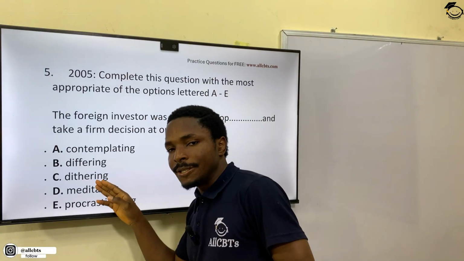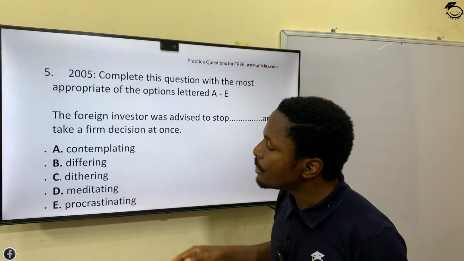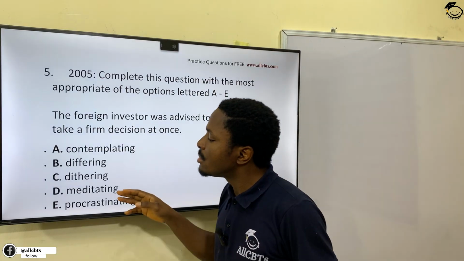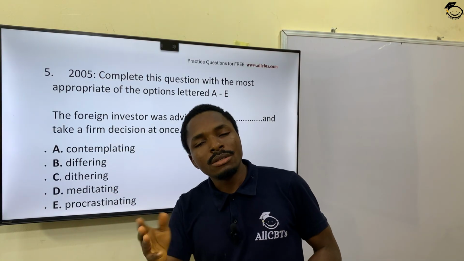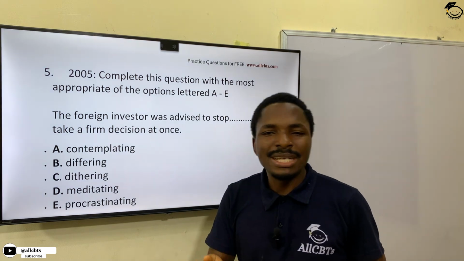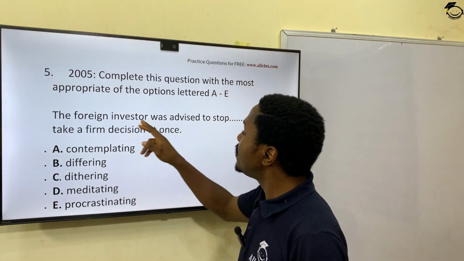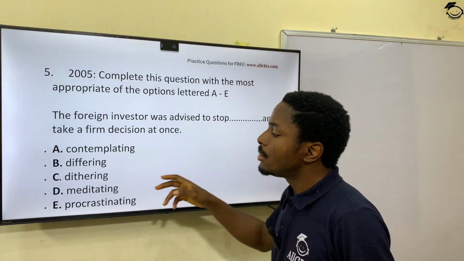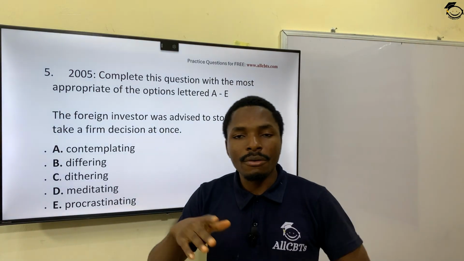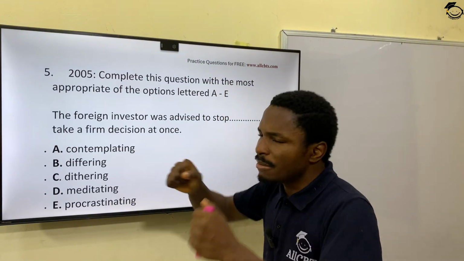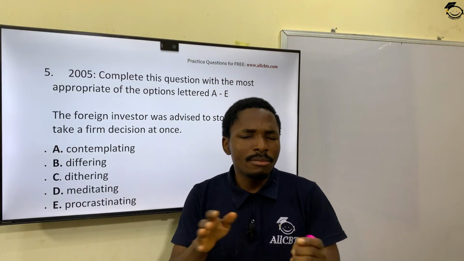Let's see other ones. You have deferring, which does not even apply. You have dithering. Dithering should apply because dithering means in between, thinking, double-dealing, okay, uncertain. So the foreign investor was advised to stop dithering back and forth and take a firm decision. Be firm. Why are you going back and forth?